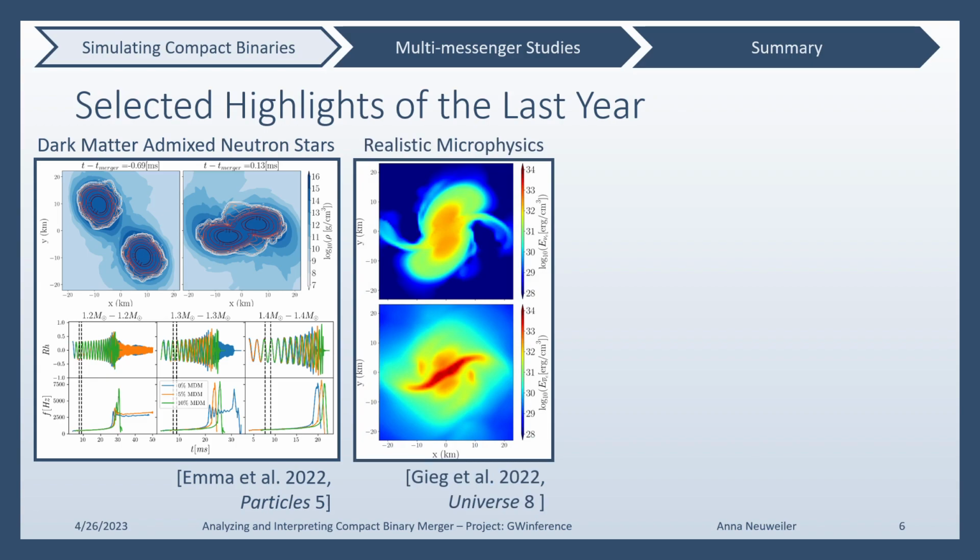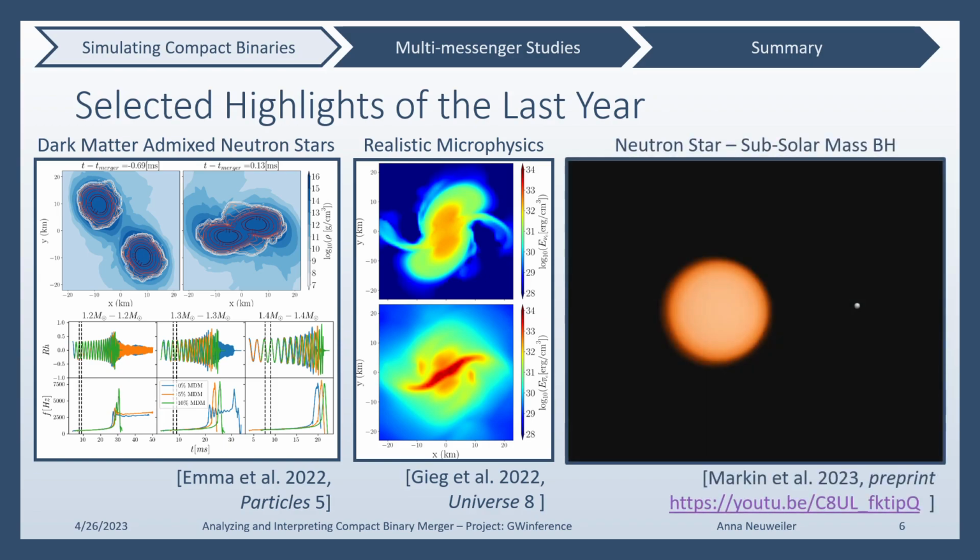We also incorporated the possibility to implement more realistic microphysics because we want to use a better description of the neutron star's interior using models based on nuclear theory. And in that way, we can actually make more realistic evolutions for the ejected material after the merger.